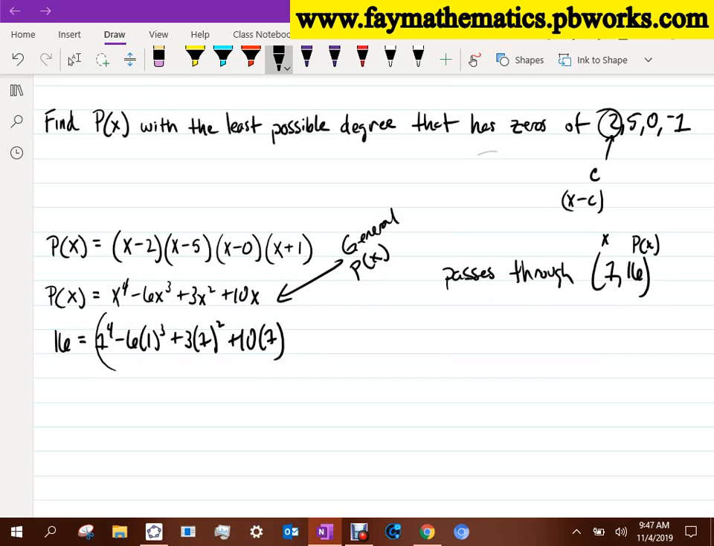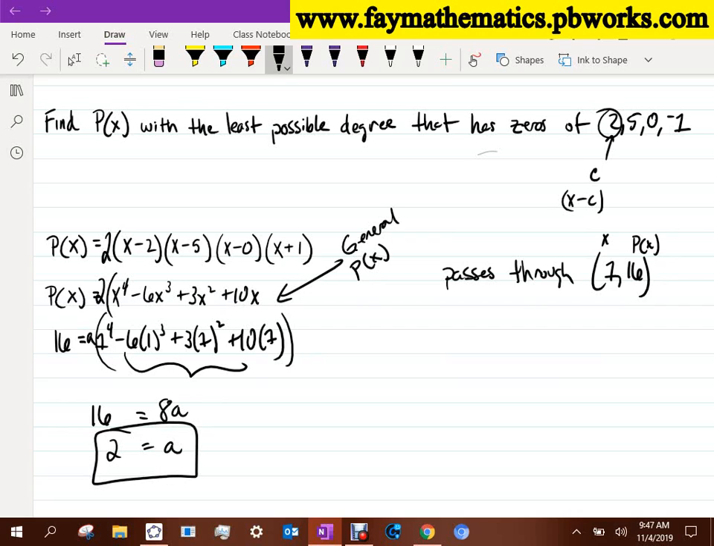Now, we have this A out in front, and that A is that multiplier, that's that vertical stretch that we're looking for. Does that make sense? And now if I multiply all that out, I believe this all turns into 8 here. I would get 8A equals 16. Well, what's A going to be then? A equals 2. And then I could put that 2 right there, or I could multiply it through there. I get 2x to the 4th minus 12x cubed plus 6x squared plus 20x.